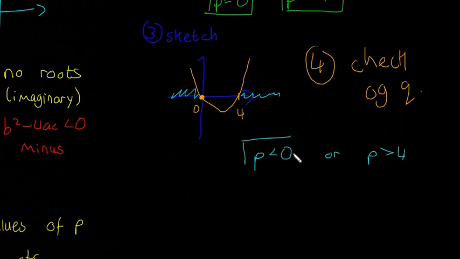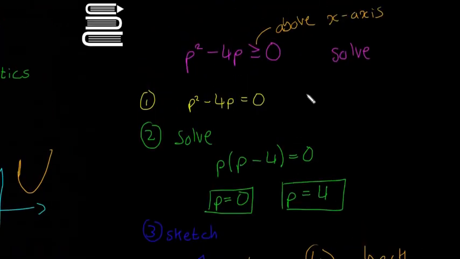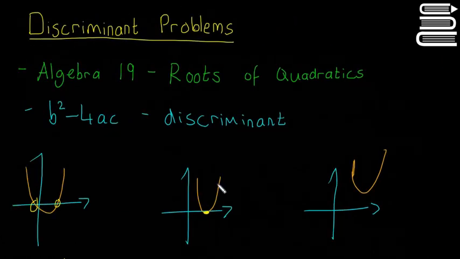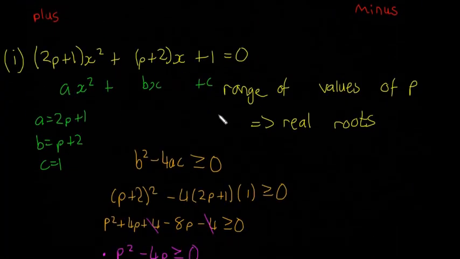Okay, and those are our two answers for the first question as well. So it's the answers for this question, and then it's also the answer for this one here. So the range of values of p, that this equation here has real roots. So again, it's p is less than 0 and p is greater than 4.